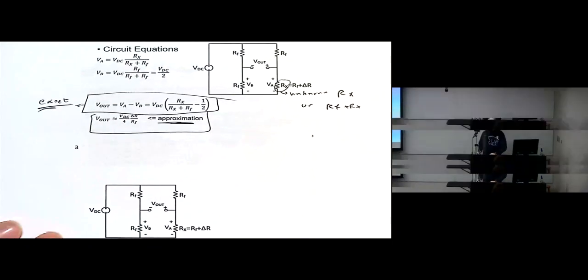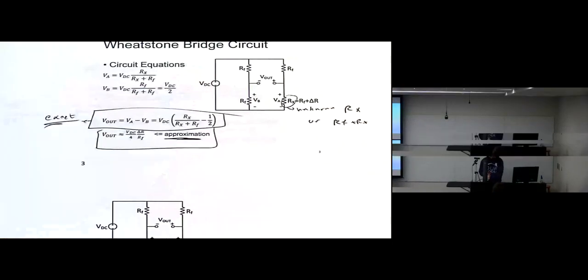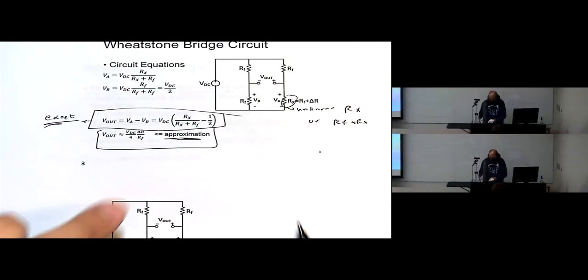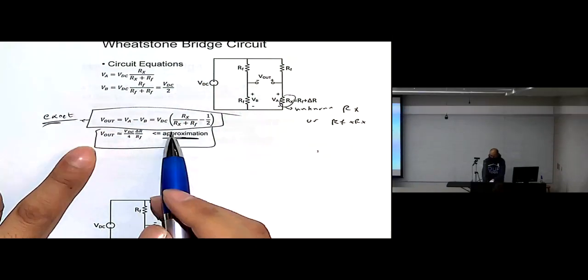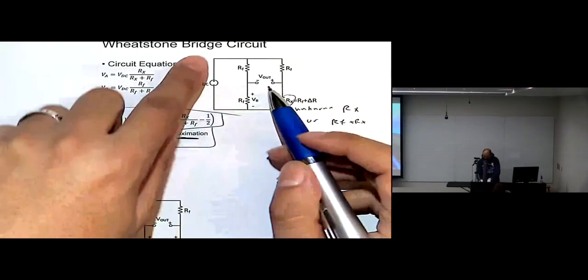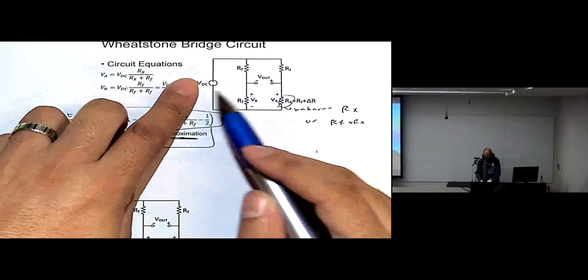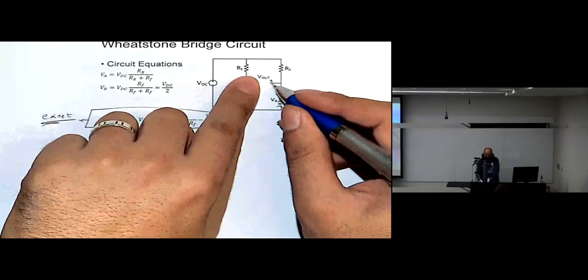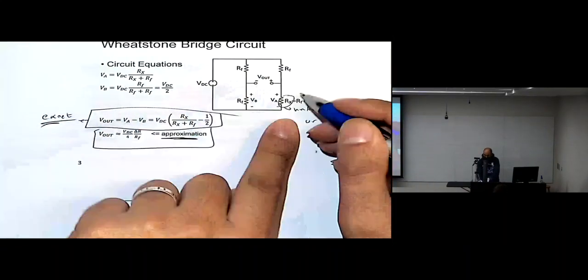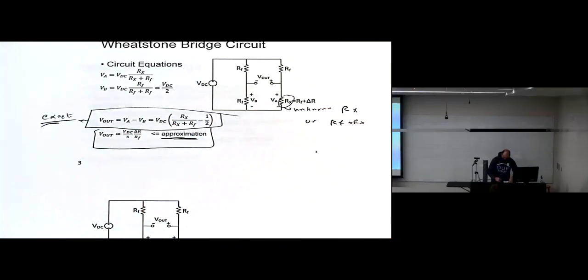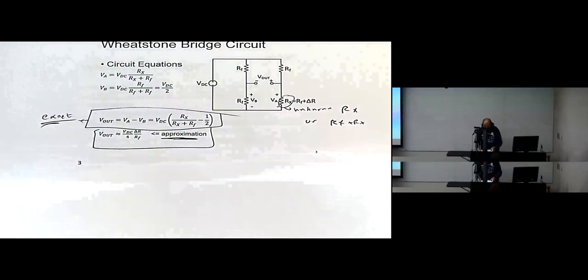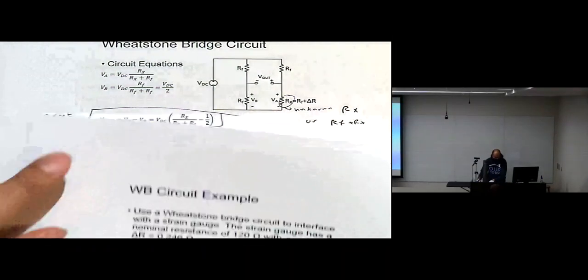So my target is, after knowing V out, or to find V out, if I know RF, I know VDC, and I measure V out through the digital multimeter, then I can find RX. Let's see a quick example, then we can finish. So just these two formulas you need to know.